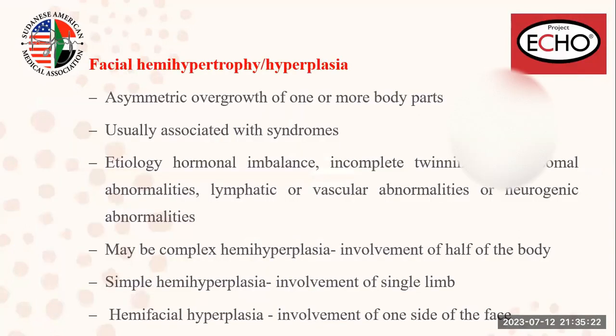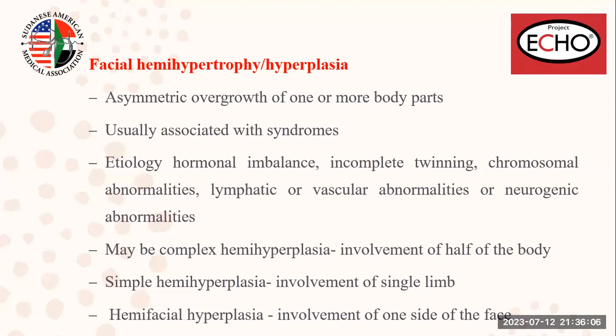We have some examples of conditions that might appear in the jaws. The first one is facial hemihypertrophy or hyperplasia. So facial hemihypertrophy or hyperplasia is an asymmetric overgrowth of one or more body parts. So one part of the body will grow, the other one, the counterpart, will not grow. It's usually associated with a syndrome, so it's not an isolated case. The etiology might be hormonal imbalance, incomplete twinning, or chromosomal abnormalities, lymphatic or vascular abnormalities, or neurogenic abnormalities. So it has many etiological factors.